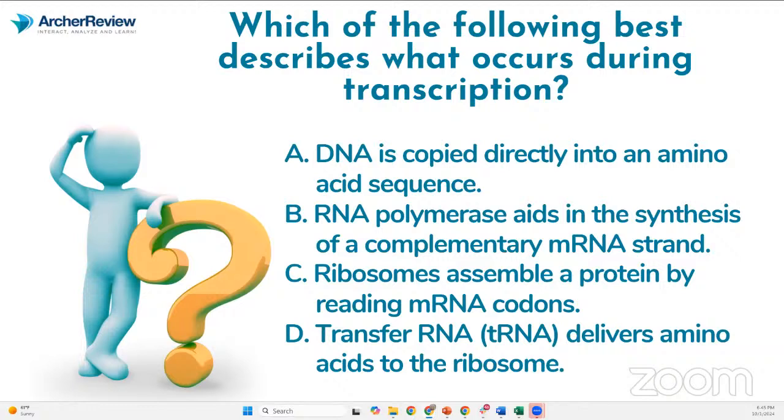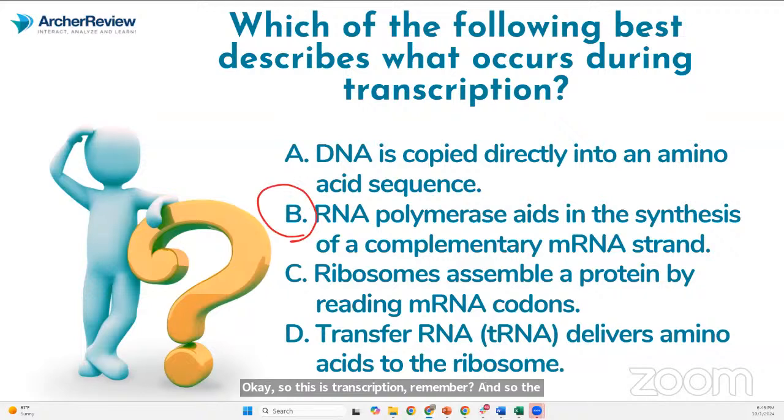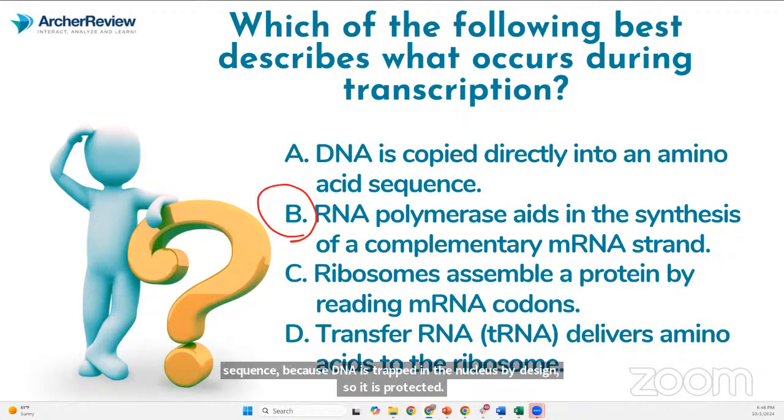Okay, so this is transcription, remember? And so the correct answer is B, transcription. That's our first step. What makes A incorrect is that DNA cannot be copied directly into an amino acid sequence because DNA is trapped in the nucleus by design, so it is protected. And then C and D relate to translation, the second step.